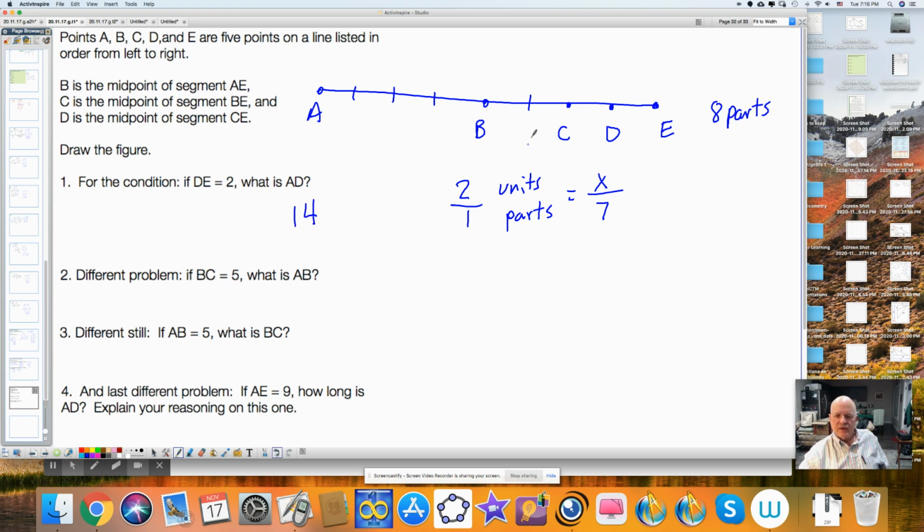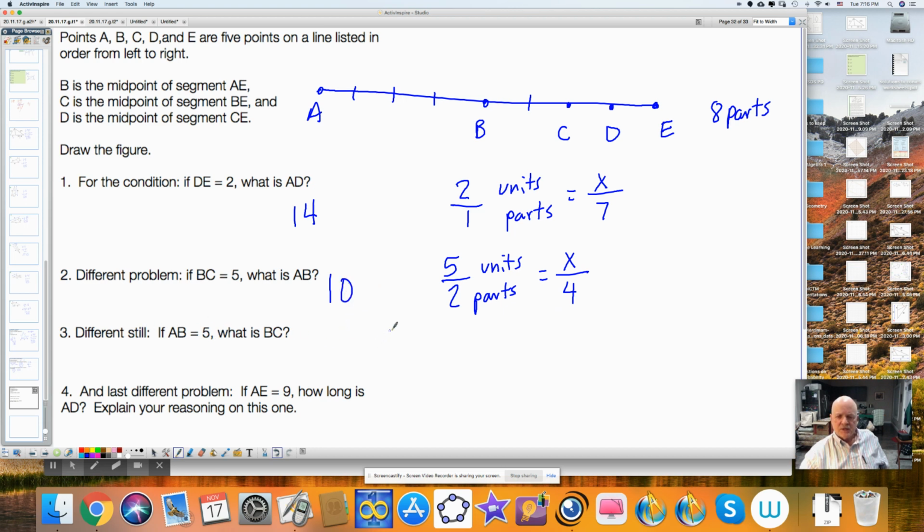If BC, notice BC is going to be 2 parts, is 5 units, and we're asked what is AB. AB is going to be 4 parts. So how many units would that be? If I multiply here, this would be 10. Multiply both sides by 4.